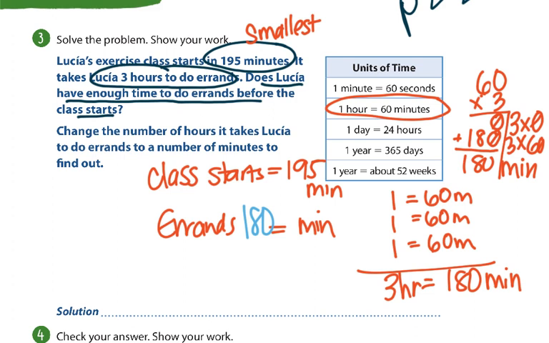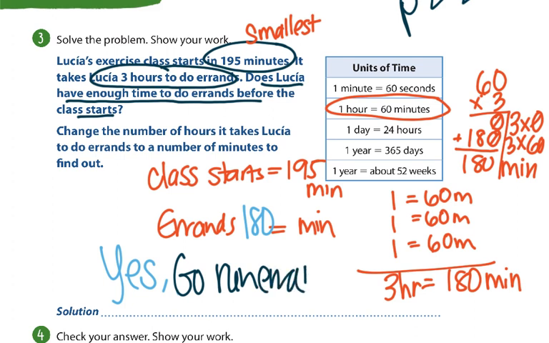And the class starts at 195. Does Lucia have enough time to do errands? Yes or no? Yes. Go run errands. Perfect. All right, let's check our work. I think we checked lots of it over here, so I think we're good on that one. Okay?